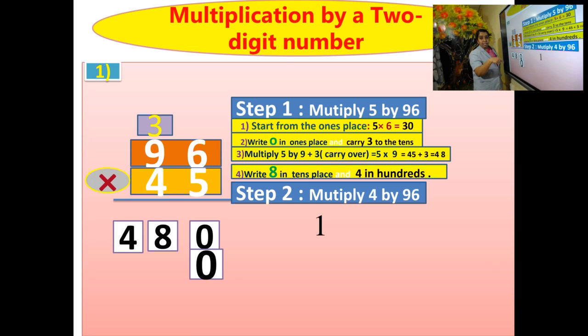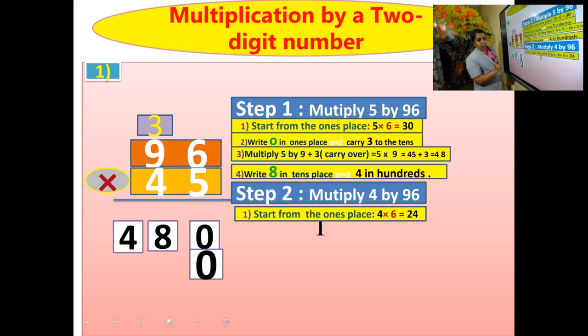When you are multiplying 4 sixes are 24, you have to start writing from the tens place. So clear? 4 is in the tens place. This 4 you have to write in the tens place. Why? Because the 4 is in the tens place. That's why we are writing 0 in the ones place.